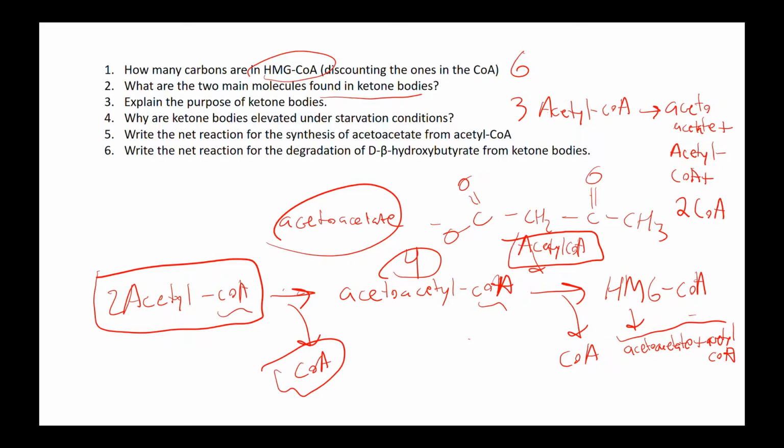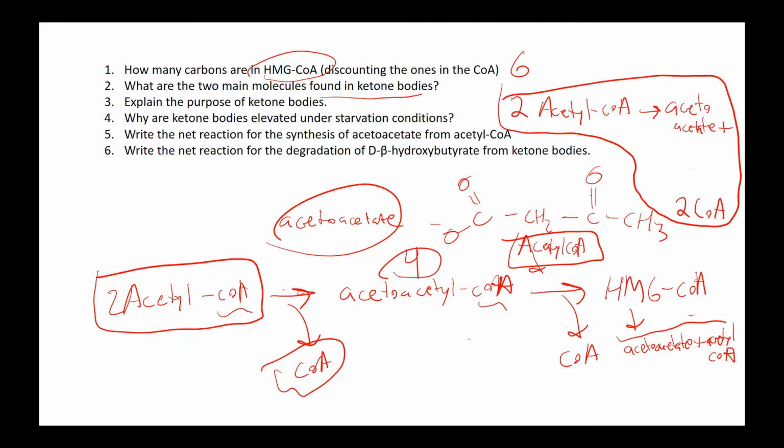All right, so we have this acetyl-CoA here. We saw some things are the same on the left and the right. So basically this acetyl-CoA can go away, and the 3 becomes a 2. So this then is our balanced net reaction here. 2 acetyl-CoAs become an acetoacetate plus 2 CoAs. And that's it for number 5.